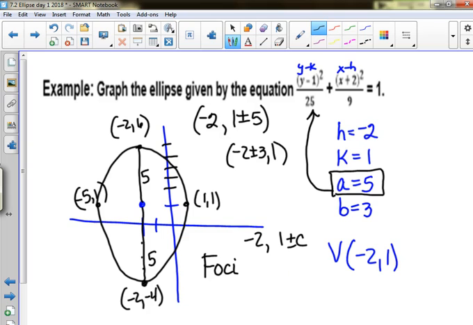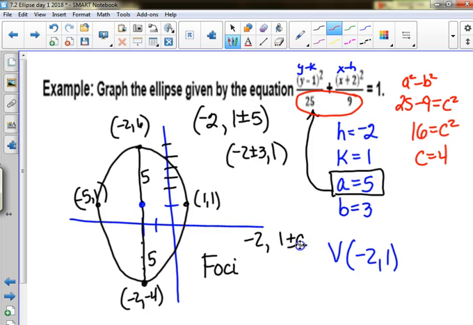Okay, we got to find C. How do we find C? You take these two bottom numbers, which are already A squared and B squared, yes? And you subtract, because it said plus in the middle here, so we're going to subtract 25 minus 9. That's A squared minus B squared already. We didn't need to square them, they're already squared. And we get 16, so C is 4. So when we add plus or minus 4 here, we end up at -2, 5, and -2, -3. It's just 1 unit inside.